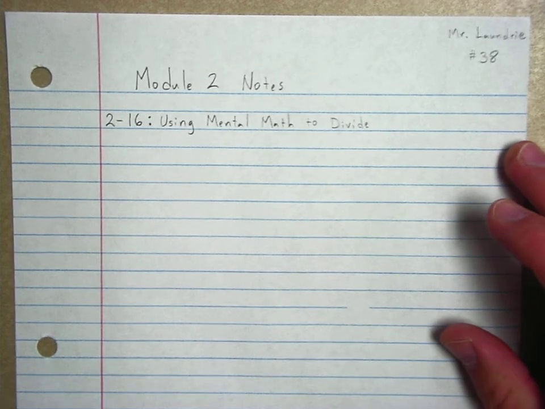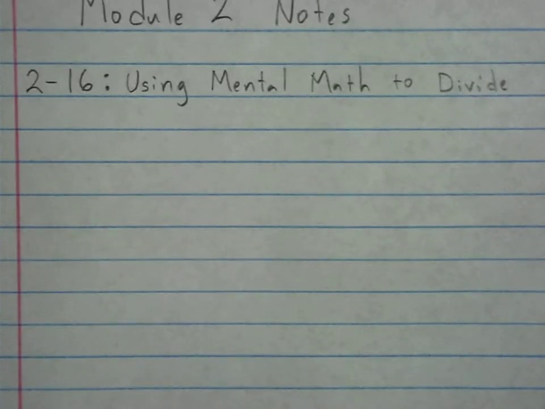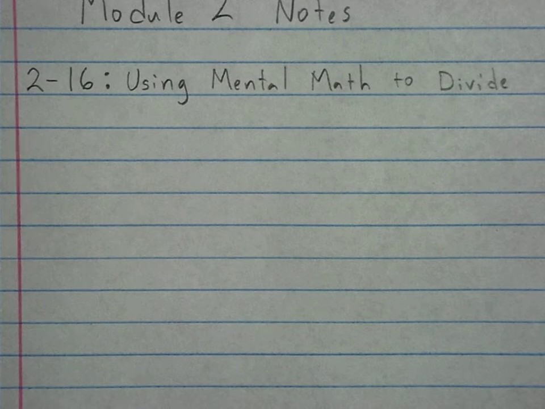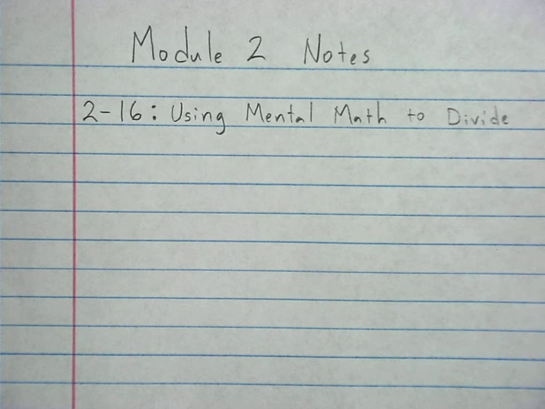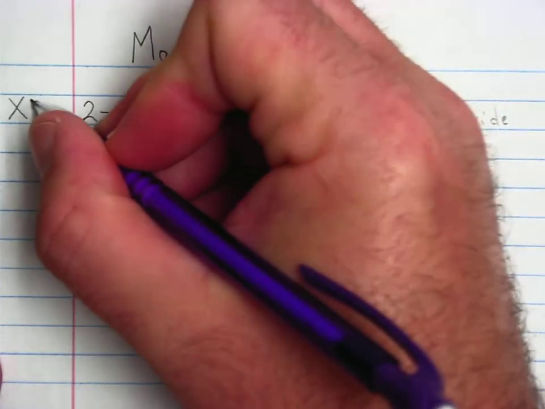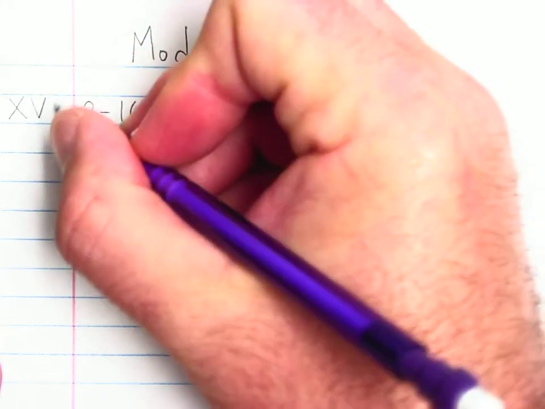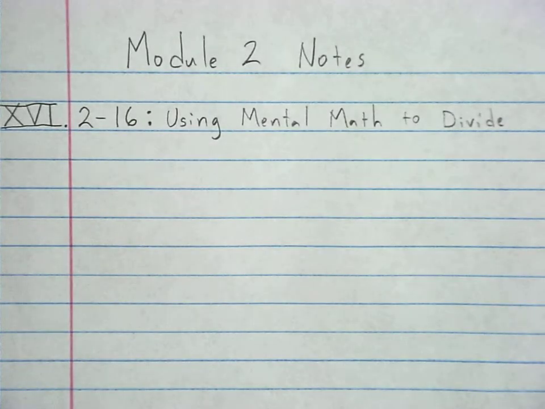So let me go ahead and zoom in a little bit. We'll use mental math to divide. Now this is going to start by looking very similar to what we did with the multiplication. Just obviously we're dividing. Now, let's put our Roman numeral in. We've got a 10, plus 5 more, plus 1 more. There we go. So, Roman numeral 16.